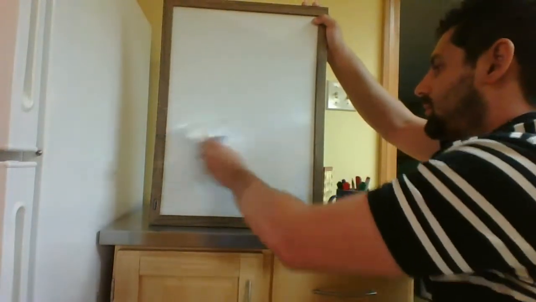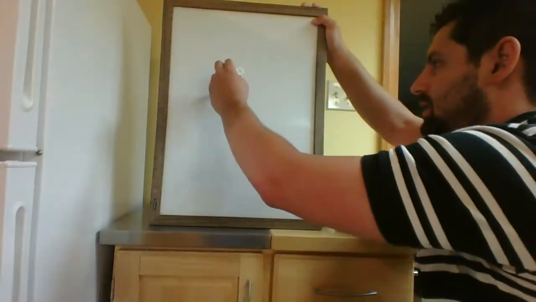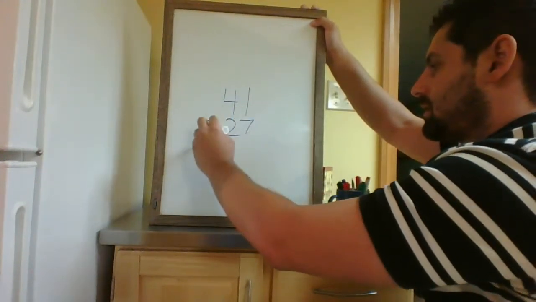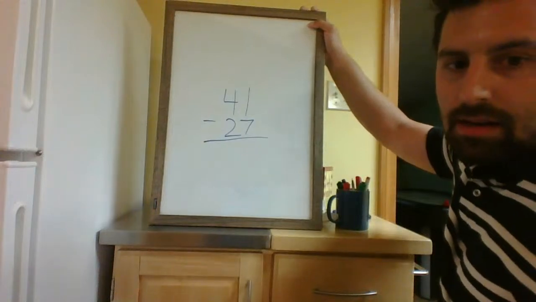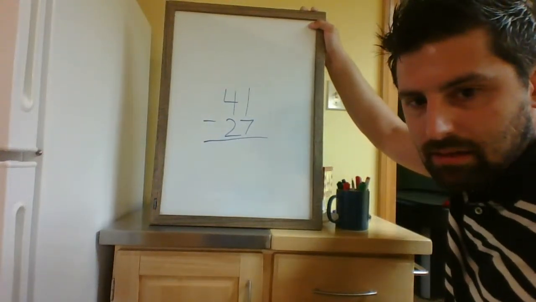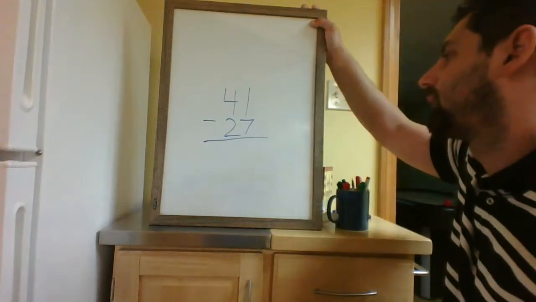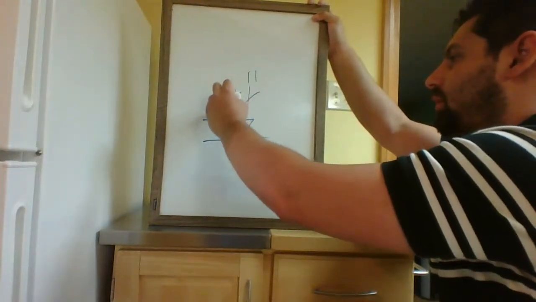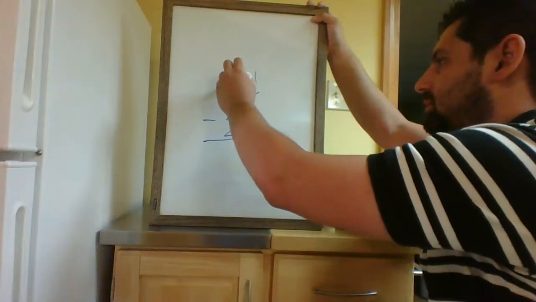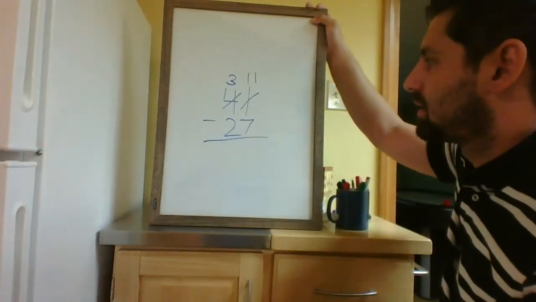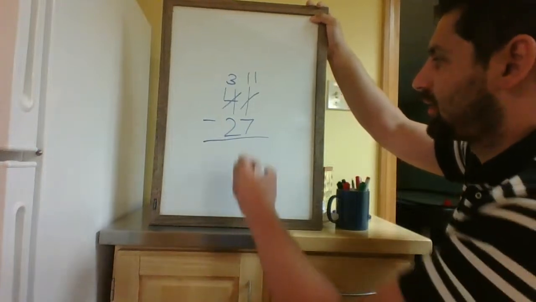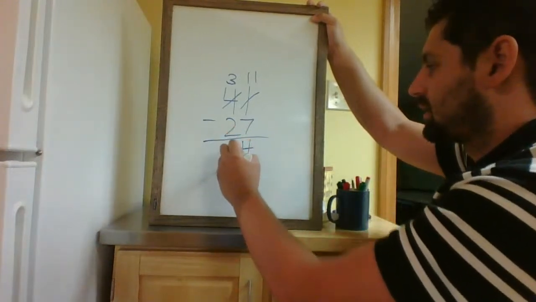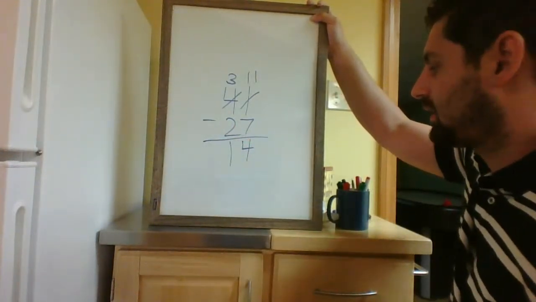One more subtraction problem. We will call it a day. So the 1 becomes an 11. 4 becomes a 3. We take 10, so we subtract 1. 11 minus 7 equals 4. 3 minus 2 equals 1. 41 minus 27 equals 14. There's our answer.